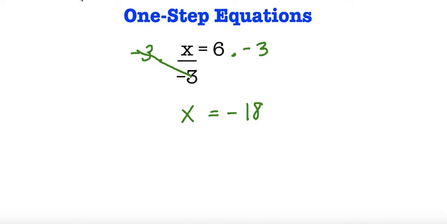And same thing, if I want to go back and check my work, I'll substitute -18 for x. And so I have -18 divided by -3, which a negative divided by a negative is a positive. 18 divided by 3 is 6, so -18 divided by -3 is +6, and this makes our equation true. So x is -18.